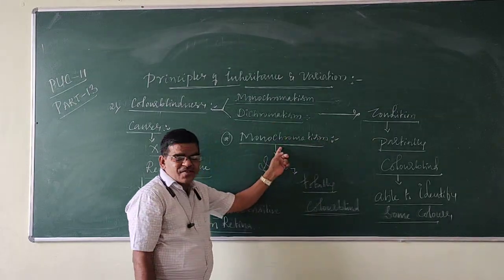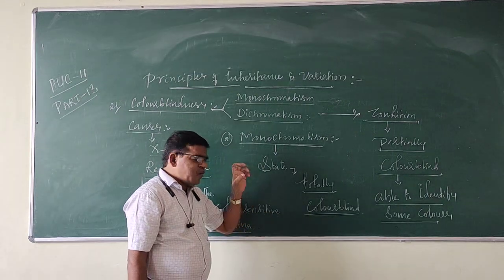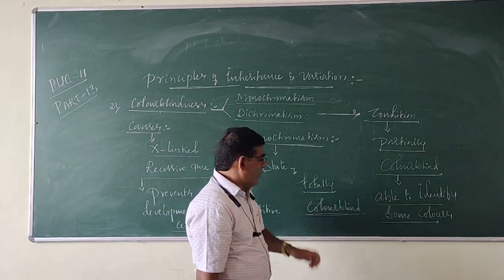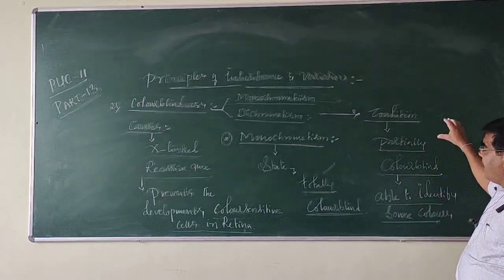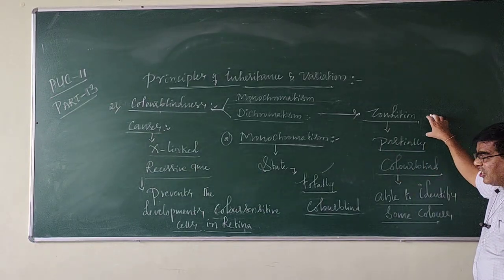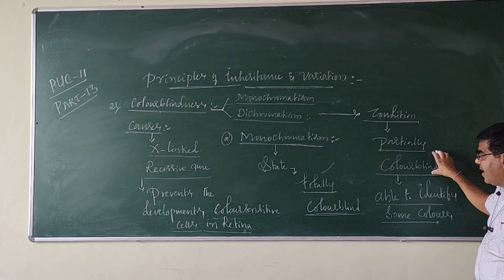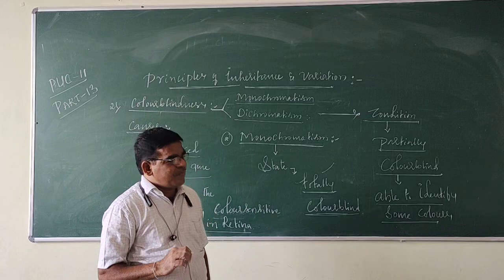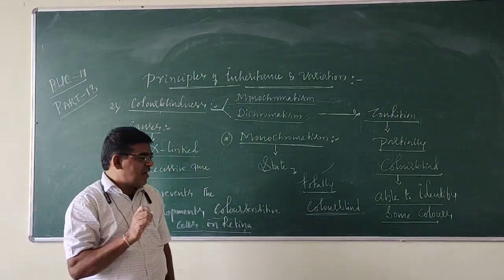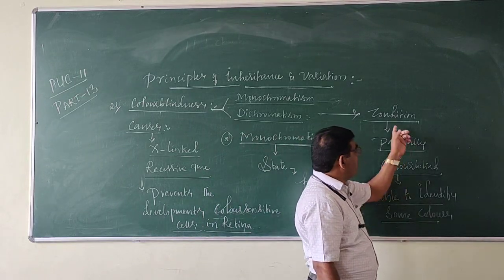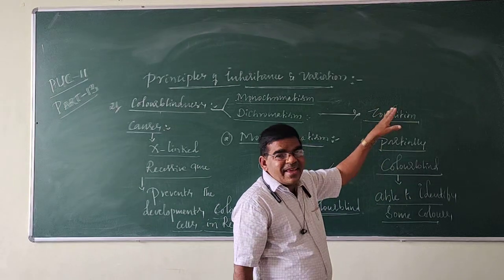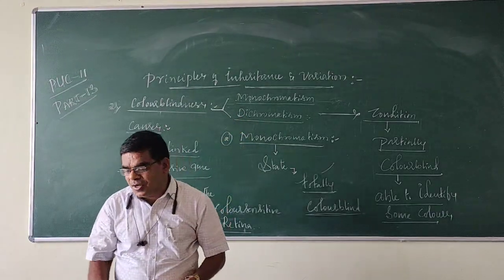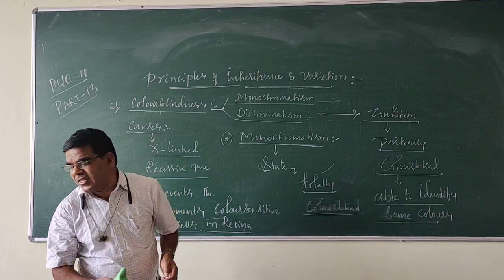Clear? Monochromatism is a state in which the individual is totally colorblind. Even in bright light, the individual does not identify any colors. Dichromatism is a condition where the individual is partially colorblind, meaning dichromates are able to identify some colors, not all colors. So they are called dichromates. These are the two types of color blindness, monochromatism and dichromatism.